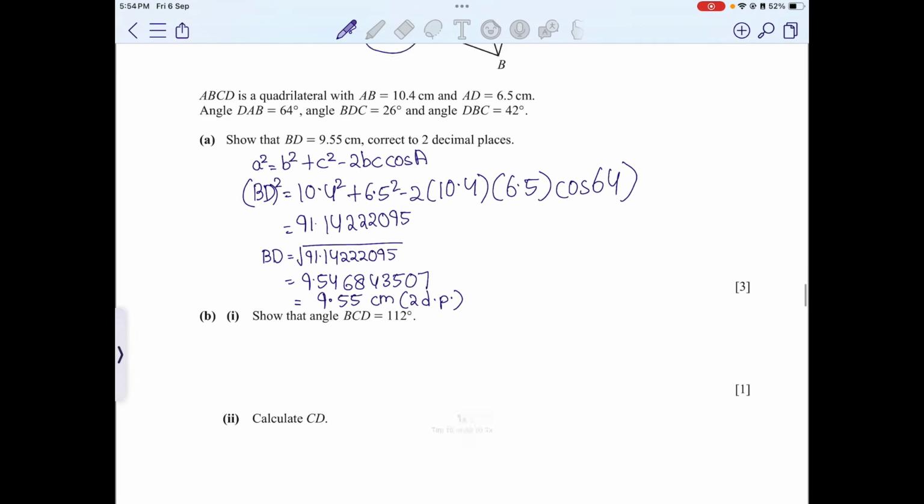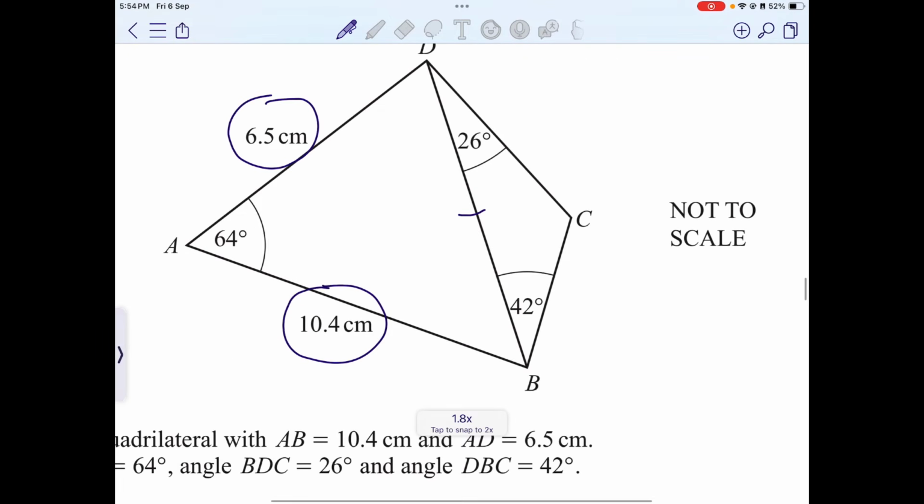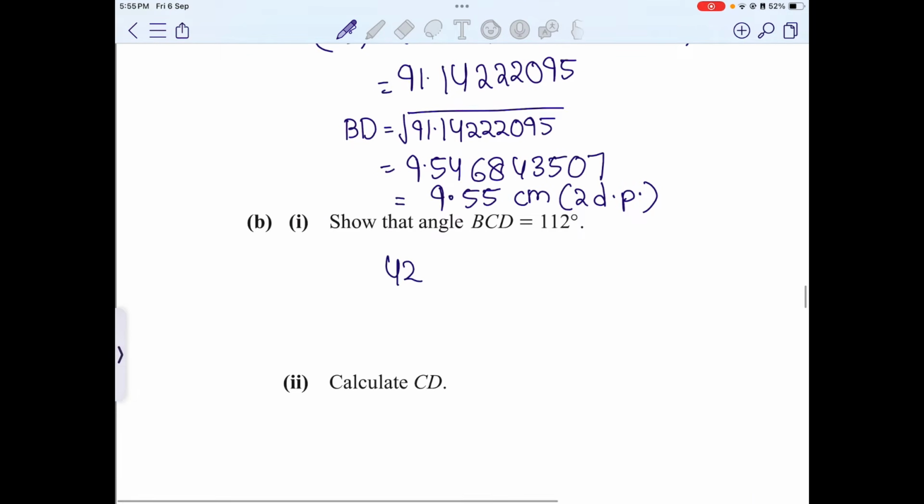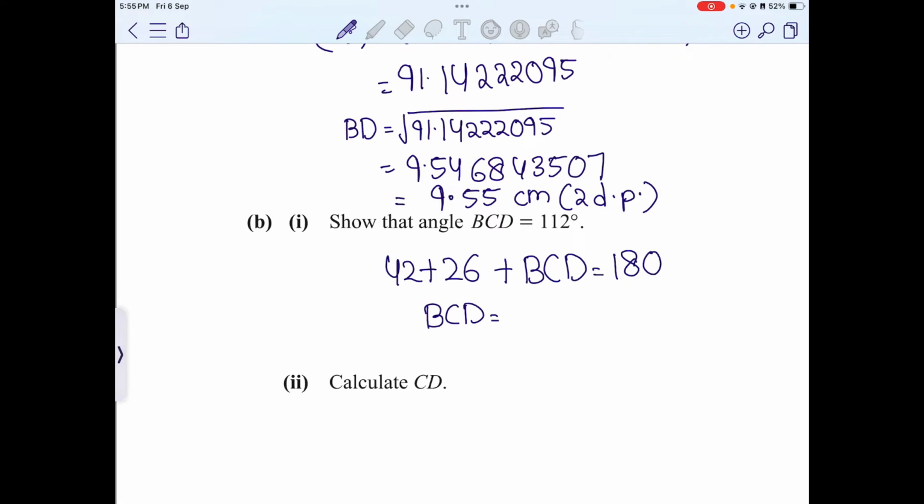Alright, I hope this is clear. Now it says show that angle BCD is equal to 112 degrees. BCD refers to this angle. Now this is a pretty easy question because you can see that BDC is actually forming a triangle. If you use the angle sum property for a triangle, these three angles add up to 180. So I could simply say this is 42 and 26. So 42 plus 26 plus BCD would equal 180. So BCD would equal 180 minus 42 minus 26. I've taken them to the other side, and when I subtract them, what would I get? BCD is equal to 112.